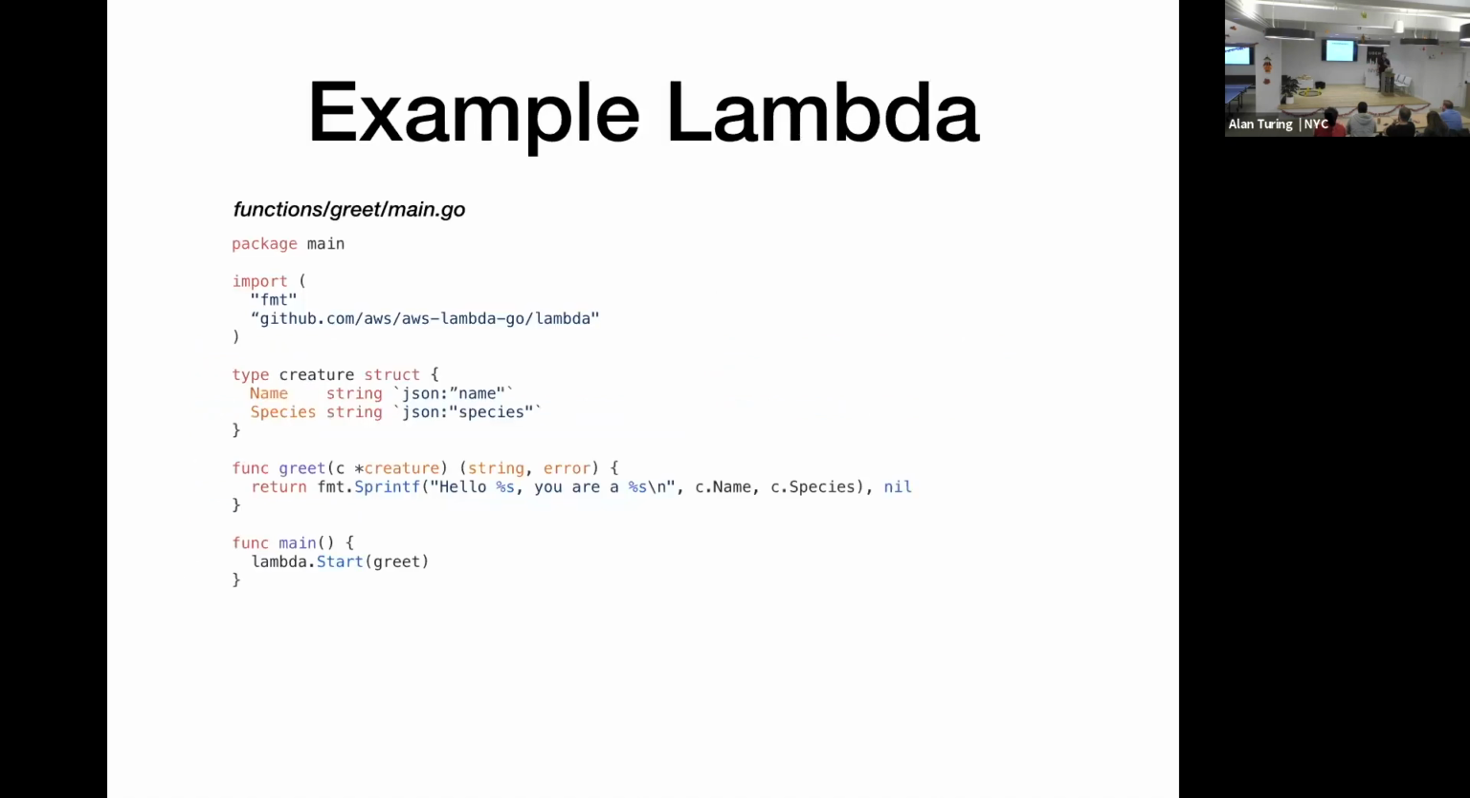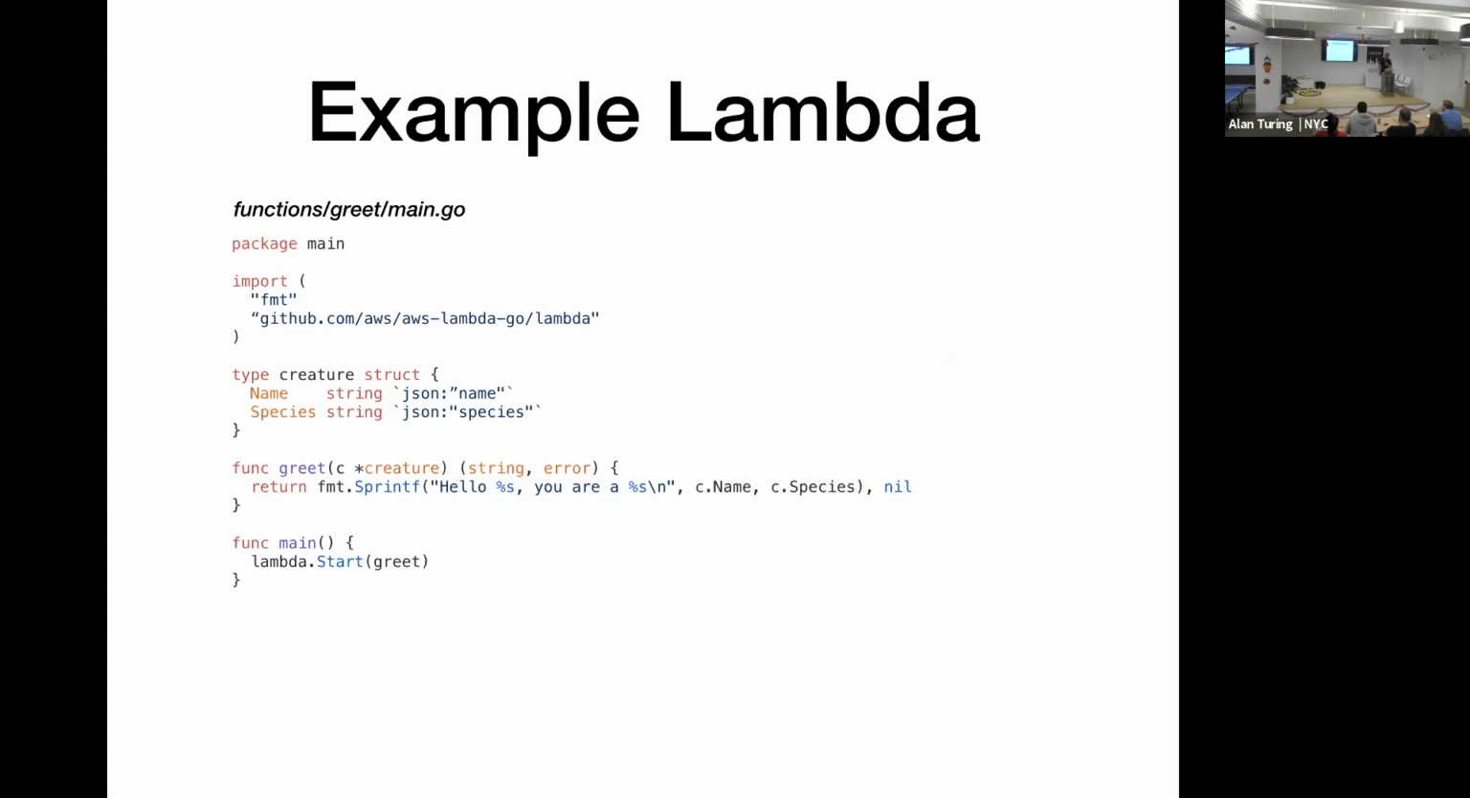So let's get into the code. As I said before, the directory structure is functions and then your function name, and this function is called greet, and then a main.go file. As you can see, some of the more interesting bits, there is a Lambda package. And if you look at the bottom in the main function, we're calling lambda.Start and then passing in a greet handler. So this is the glue code to invoke your Lambda and have a handler.